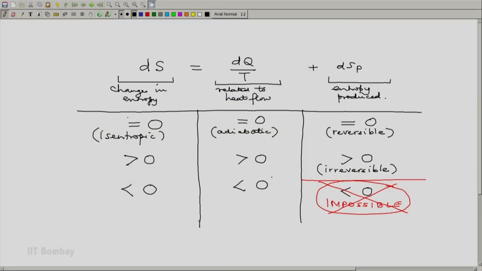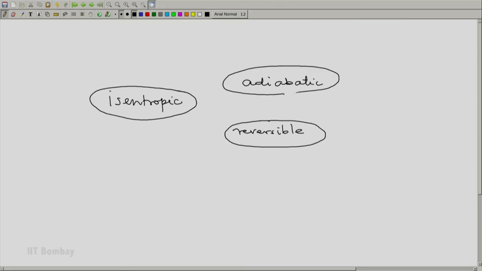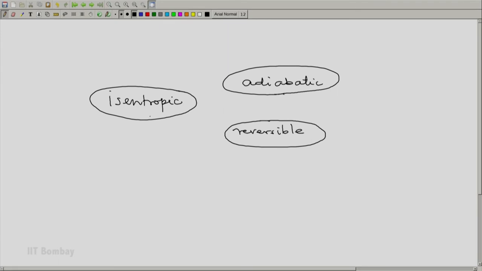neither isentropic nor adiabatic. So, we should realize that the three adjectives, isentropic, adiabatic and reversible, mean three different things. We must appreciate their independent definitions. They are related to each other, but not very strongly. If you say a process is isentropic, that does not mean that it is adiabatic, that does not mean that it is reversible. So, an isentropic process need not be adiabatic, need not be reversible. Similarly, an adiabatic process need not be isentropic, need not be reversible. And a reversible process need not be adiabatic, need not be isentropic. So, these three are three independent entities in that sense.